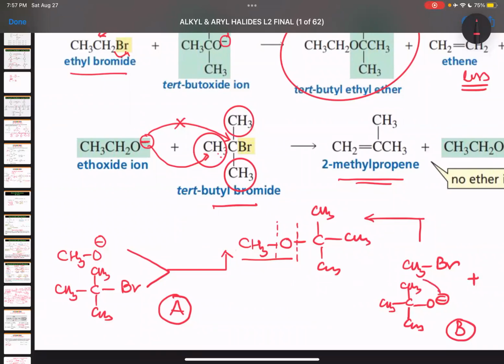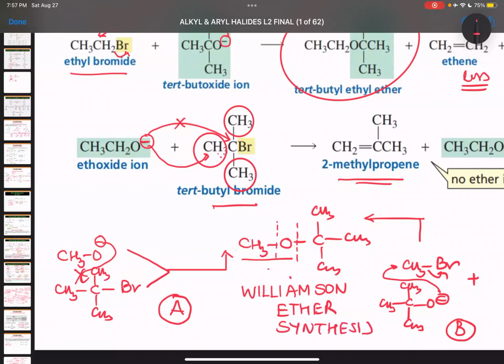Yeah, option B is more appropriate. It can happen more easily. But in the other case, this can't happen because it is branched. So this is elimination. You are not going to get an ether. This reaction is known as Williamson ether synthesis. You use an alkoxide and an alkyl bromide, but the alkyl bromide should not be tertiary. Then it can happen.